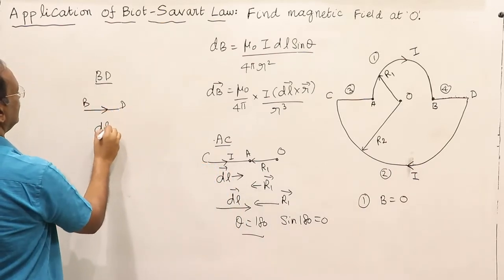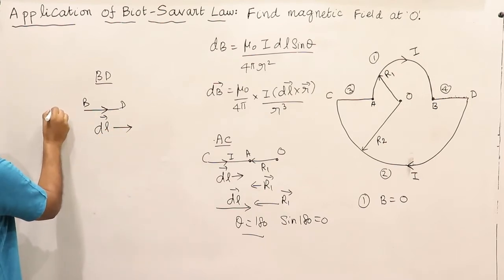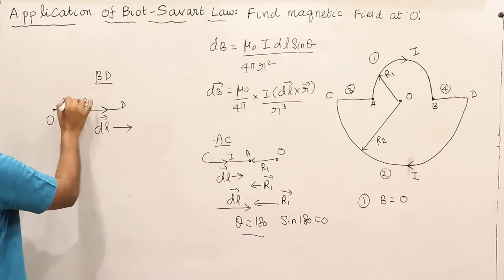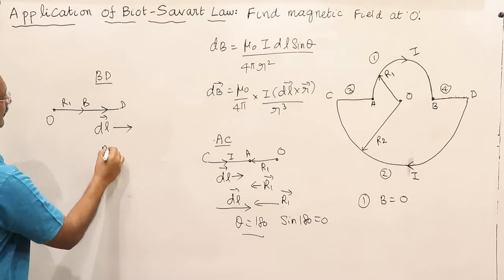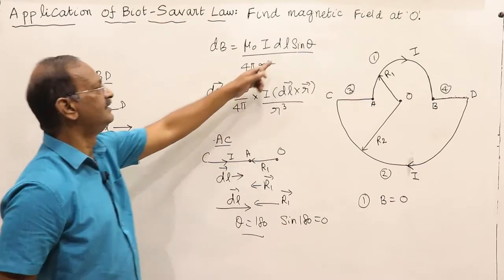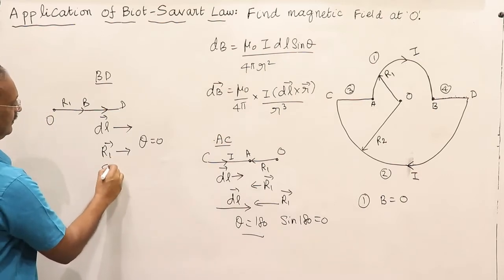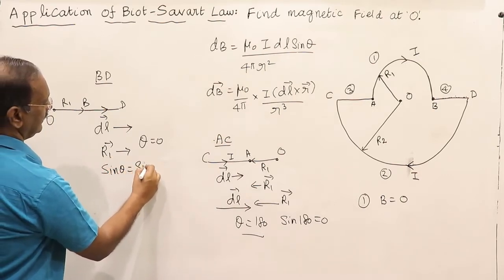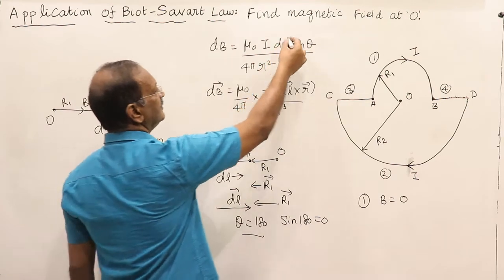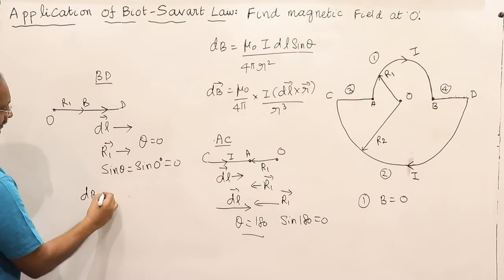It means dl vector is in this direction. What about R? This is R from O. This is R1 vector. So R1 vector is also in this direction, theta is equal to 0. It means sine of 0 is equal to 0, because sine of theta is sine of 0 degree, which is equal to 0. It means this portion has become 0. It means the entire portion will become 0. Therefore, dB is equal to 0.